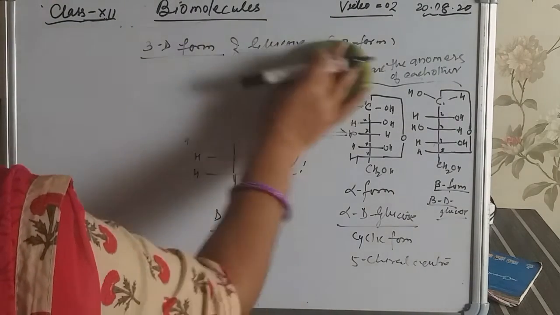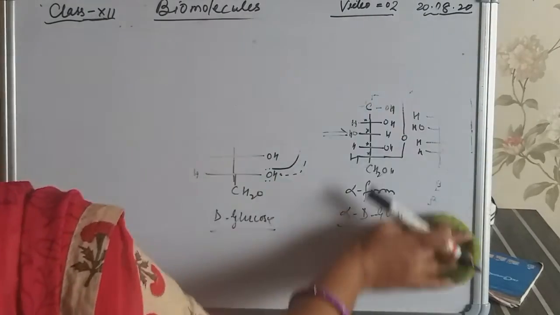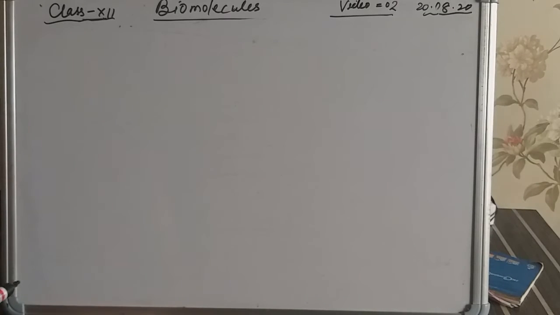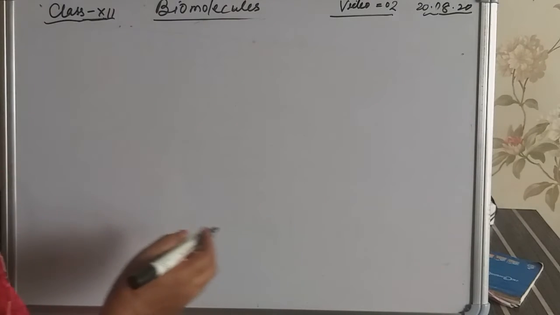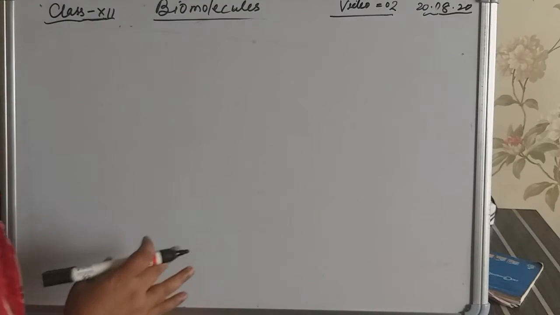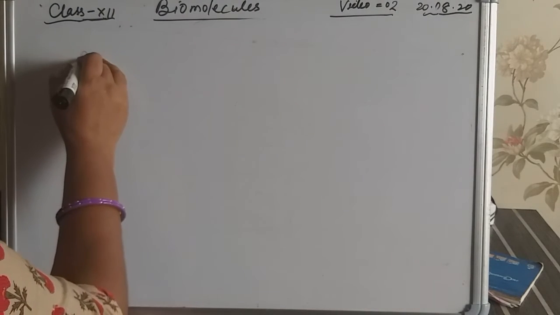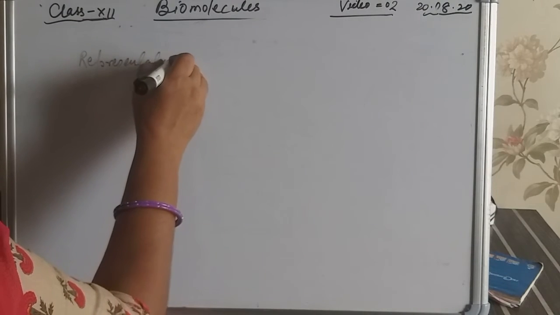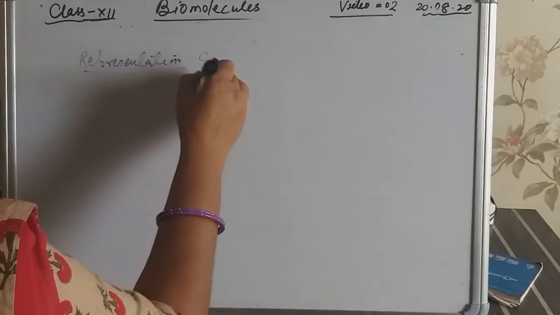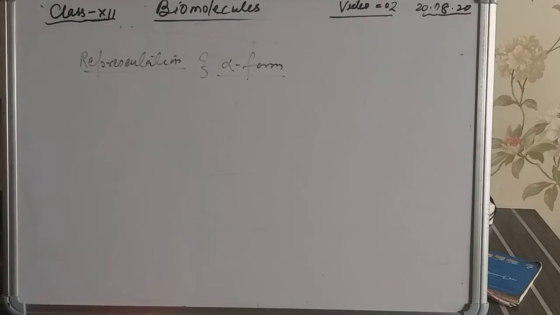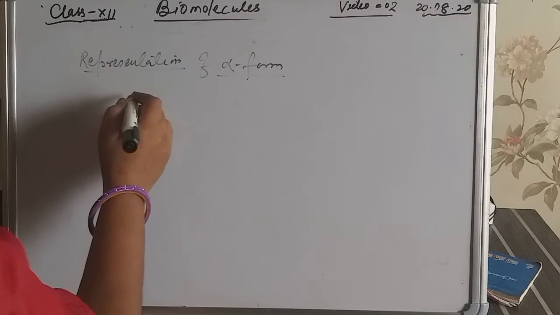Now let's look at the representation of the alpha form in the cyclic form. Here we discuss the alpha D glucose cyclic form, which has 5 chiral carbon centers. At first, the representation of the alpha form, which we also call the pyranose form.